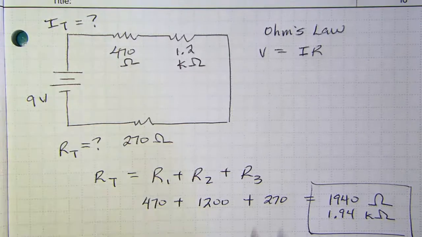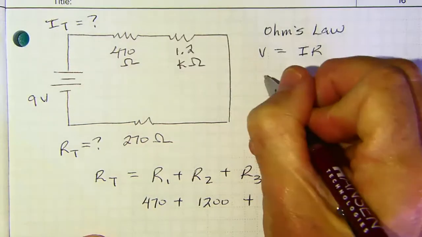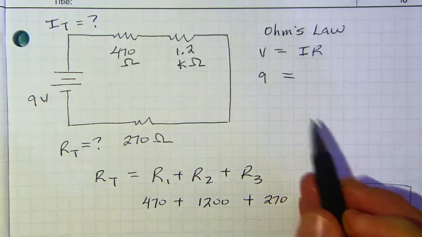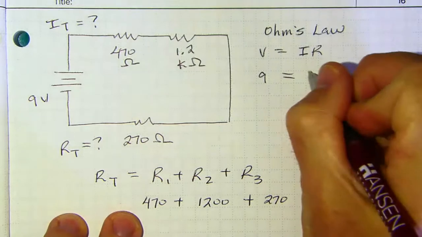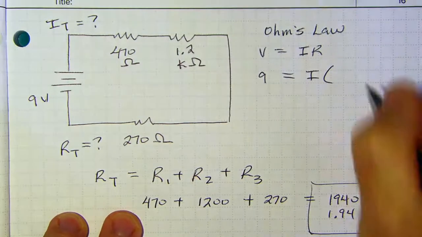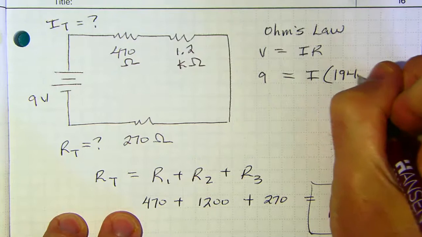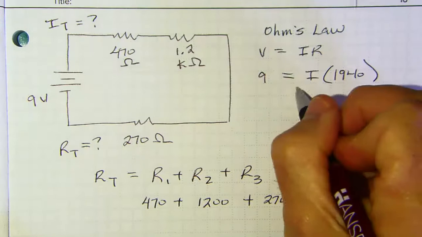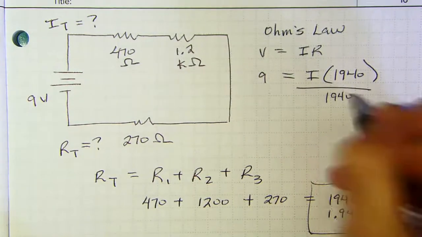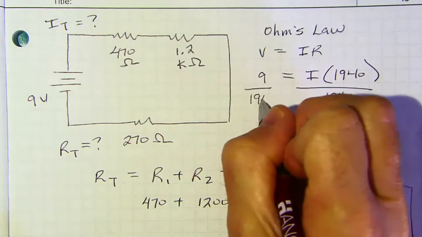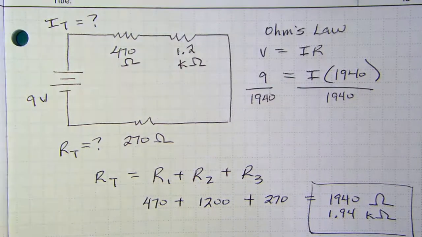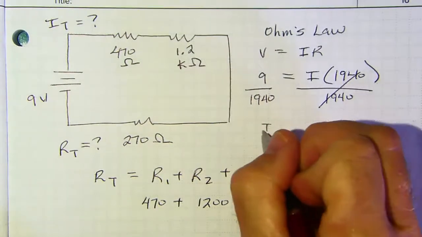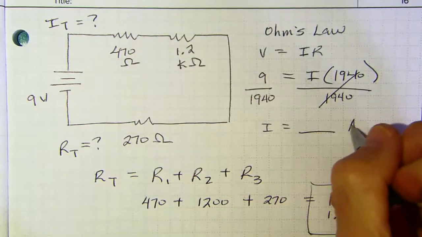Okay, so anyway, if we know that V sub t is 9 volts, I don't know why I'm substituting right now, but I'm doing it. And then if I is my unknown, I'll just leave it as an I. And then R is the 1940 that we just found. And then, algebra, I'm hoping that you divide both sides by 1940. Usually I don't even write this step, but I guess I'm making a video. So 1940 cancels out here. And then 9 divided by, calculate that for me.